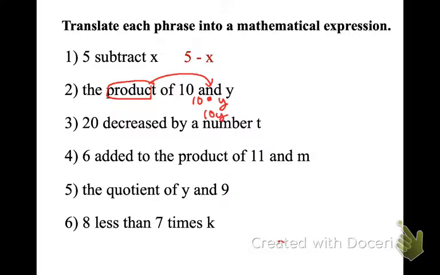Okay? 20 decreased by a number t. What's that going to look like? Let's go with Mark. 20 minus t. 20 minus t. Good. There's no tricks there.